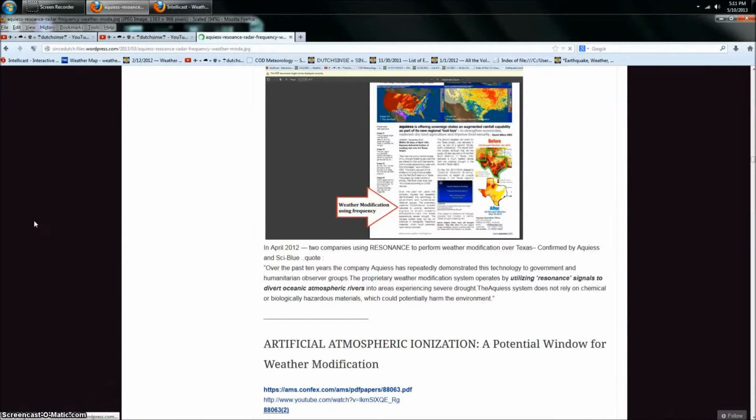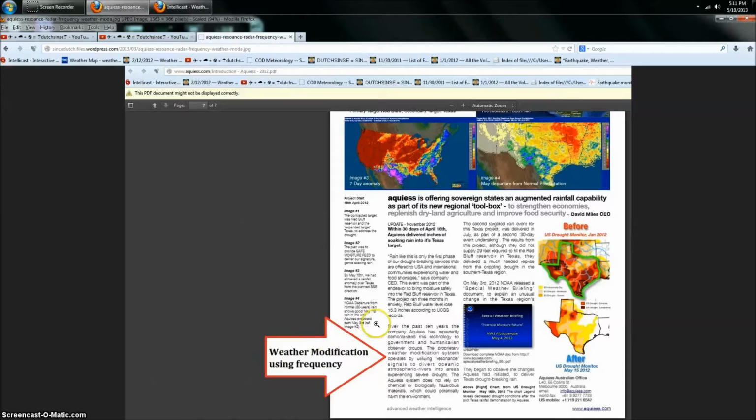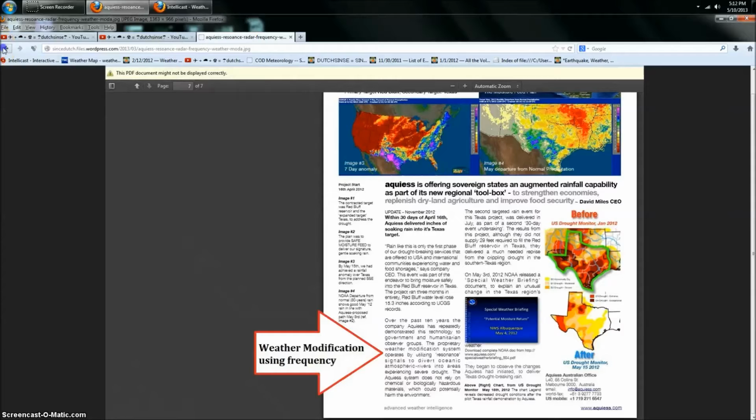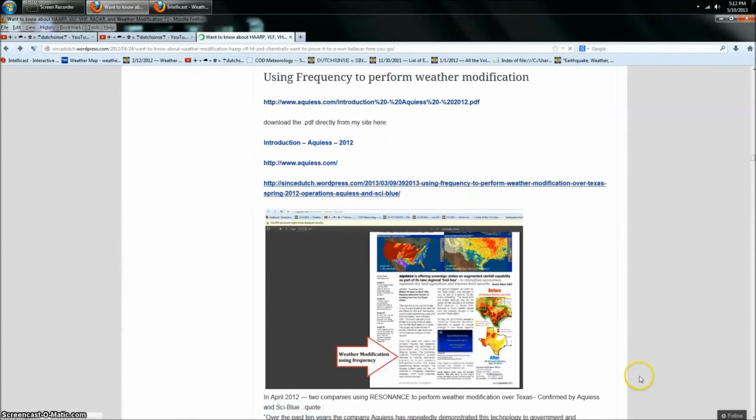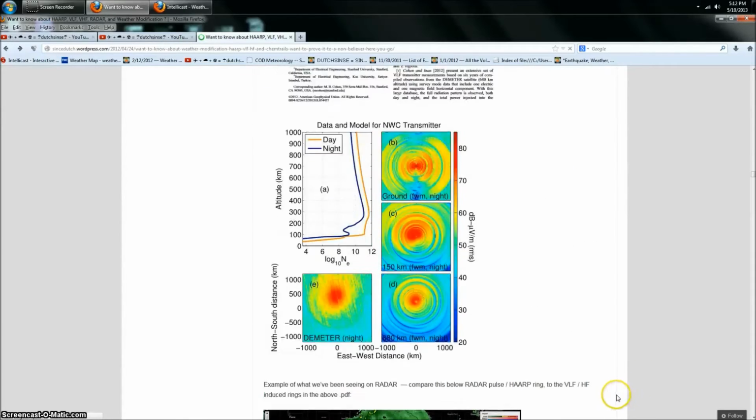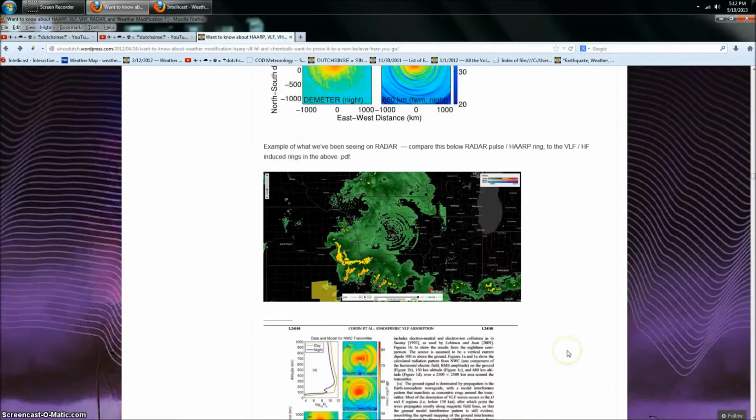Here's a company out of Texas, Acquiesce, who, over the past 10 years, the company Acquiesce has recently demonstrated this technology to government and humanitarian observer groups. The proprietary weather modification system operates by utilizing resonance signals to divert oceanic atmospheric rivers into areas experiencing severe drought. The Acquiesce system does not rely on chemical or biologically hazardous materials, chemtrails, which could potentially harm the environment. Okay, so here's Acquiesce, clearly doing it in Texas, 2012, with results. All right, so it's not even a matter of is it being done, it's a matter of why is it being done. That's where we are at this point.